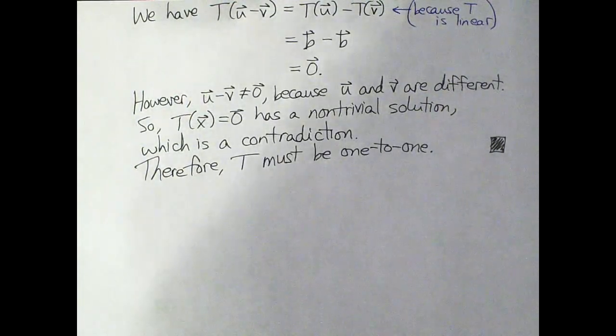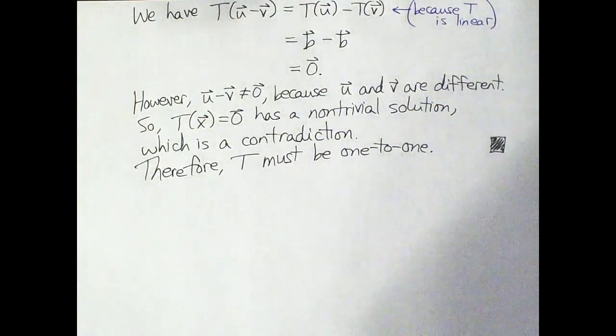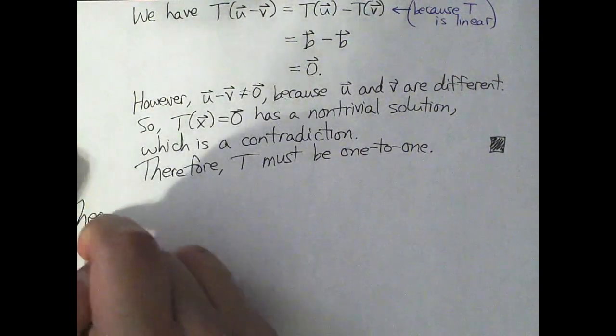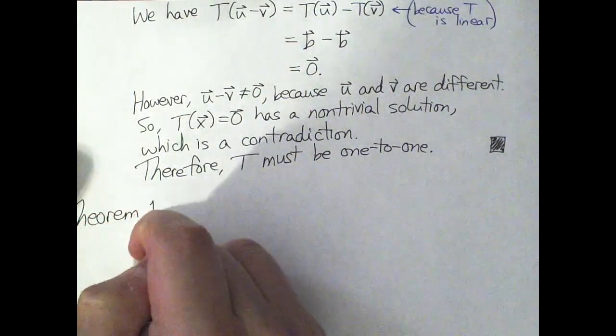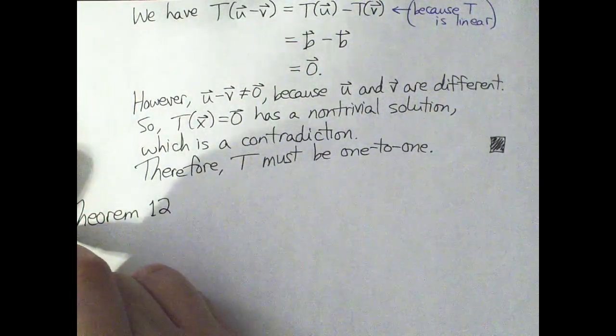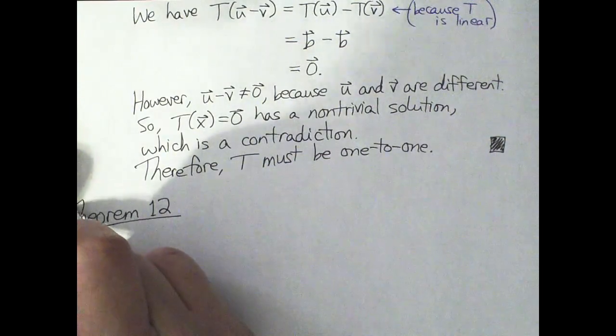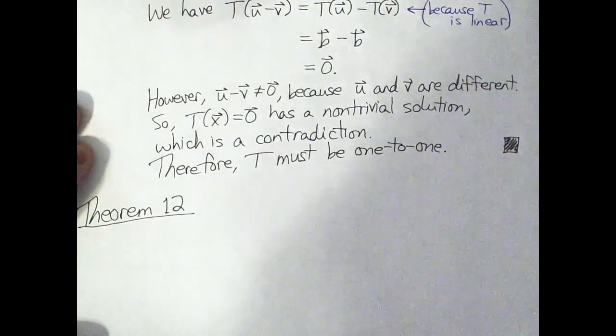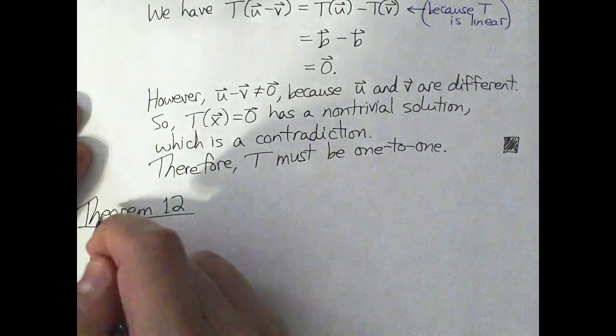So that theorem could be used to check whether or not a linear transformation is 1-to-1. Theorem 12 is also something that can help us check whether or not a linear transformation is 1-to-1. It's also going to involve checking whether or not something is onto.